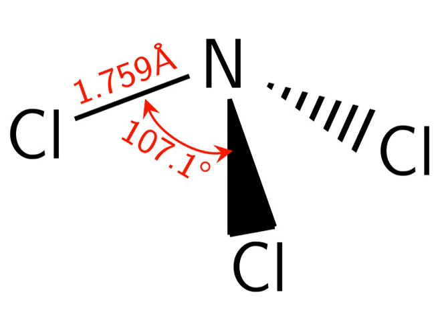Nitrogen trichloride, also known as trichloramine, is the chemical compound with the formula NCl3. This yellow, oily, pungent-smelling and explosive liquid is most commonly encountered as a byproduct of chemical reactions between ammonia derivatives and chlorine, for example, in swimming pools.